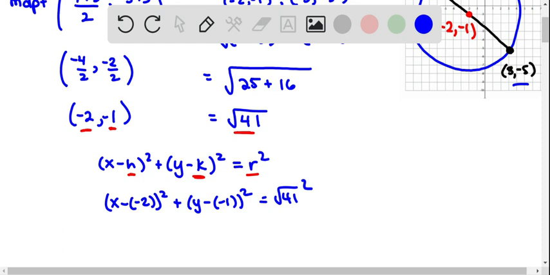And then let's just simplify it, and we'll have our answer. (x + 2) quantity squared plus (y + 1) quantity squared equals 41.